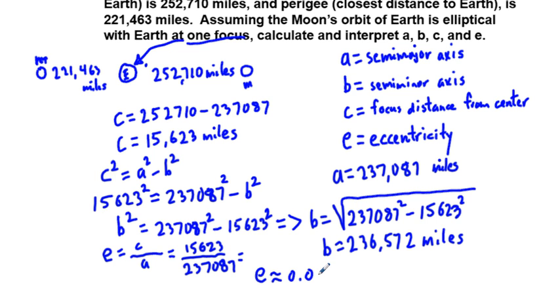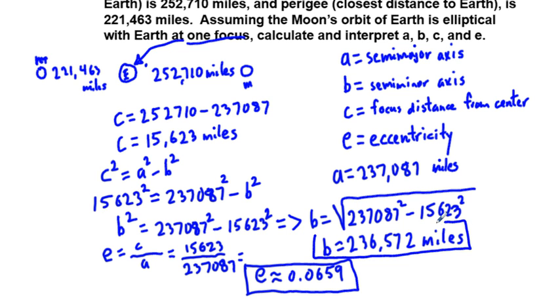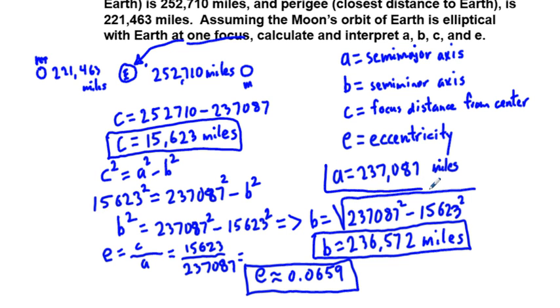So there we have our eccentricity here at the bottom. We have our semi-minor axis B. We have our C, which is our focus distance from the center of the ellipse. And then we have our semi-major axis, which is 237,087 miles.